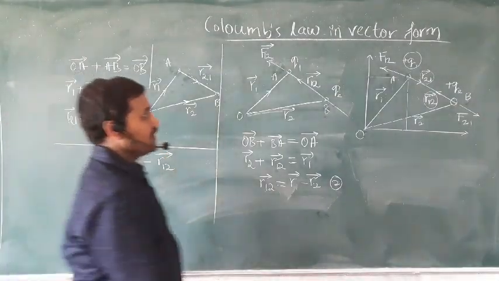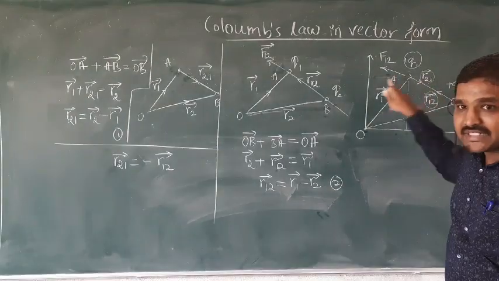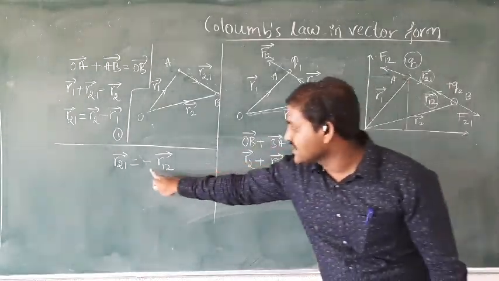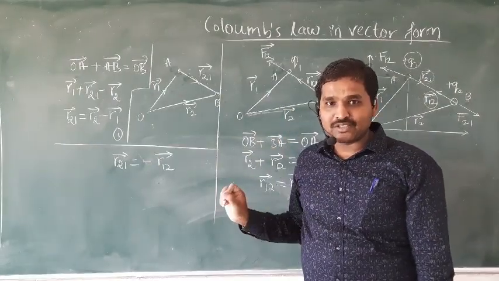As we said earlier, this vector AB is equal to vector BA but in the opposite direction, and that opposite direction is represented by this negative sign. I hope it is clear so far.